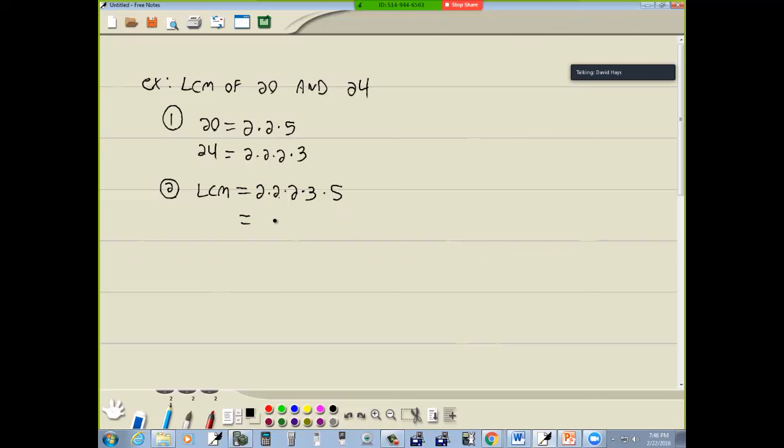So 2, 4, 8. We have 8 times 3 is 24 times 5. And assuming I'm doing my basic math right, that would give us 120. And that would be our LCM of 20 and 24, least common multiple. Well, least common multiple is actually used in other techniques. We'll see that not only in adding and subtracting fractions, but we also see it in linear inequalities, linear equations, which is in Chapter 2.